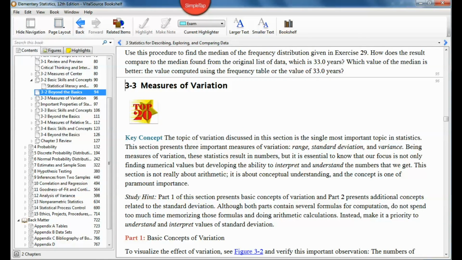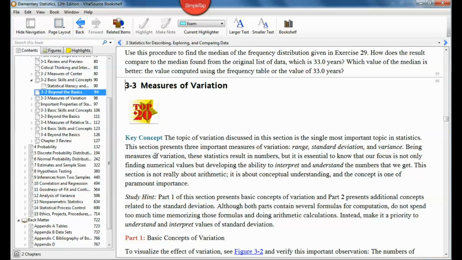So 3.3, measures of variation. The key concept of variation is discussed in this section. It says it's the single most important topic in statistics. So this would be a section worth reading out of your textbook, maybe even more than once, because this concept, it says, is the single most important topic in statistics. So it must be pretty important.